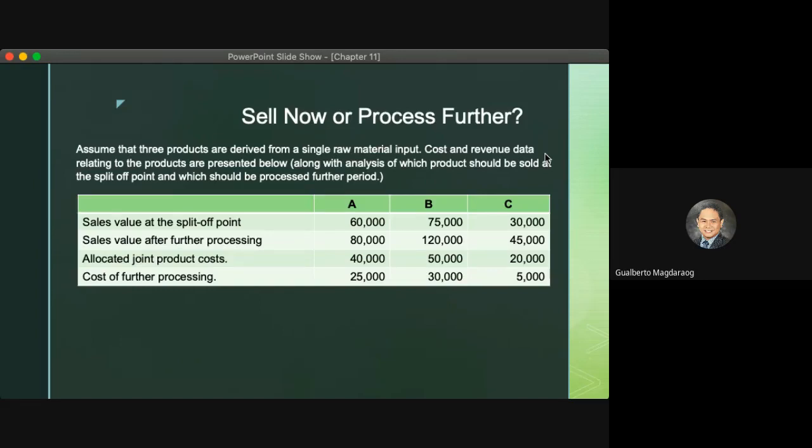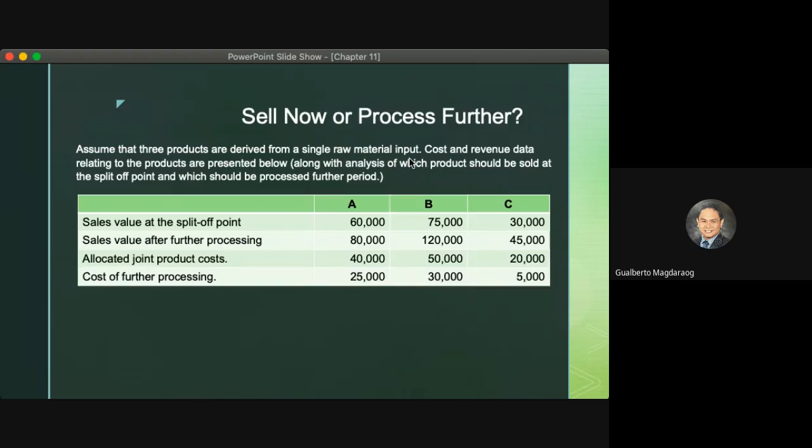Okay? So, let's try. In this illustration, assume that three products are derived from a single raw material. Cost and revenue data relating to the products are presented below, along with analysis of which product should be sold at the split-off point and which should be processed further. So we have three: A, B, and C. For A, the sales value at split-off point is 60,000. The sales value after further processing is 80,000. The allocated joint product cost is 40,000, and the cost of further processing is 25,000.